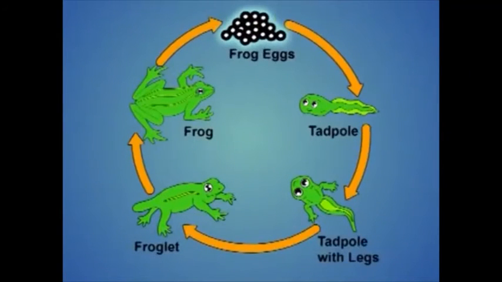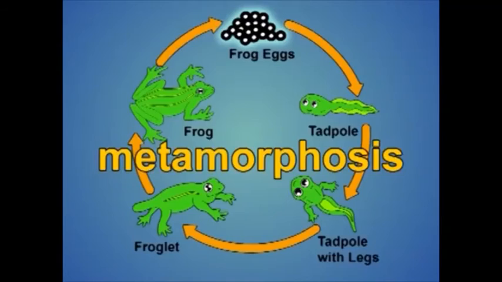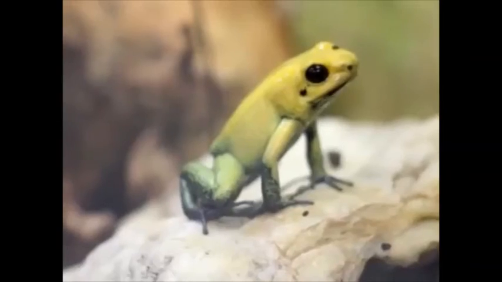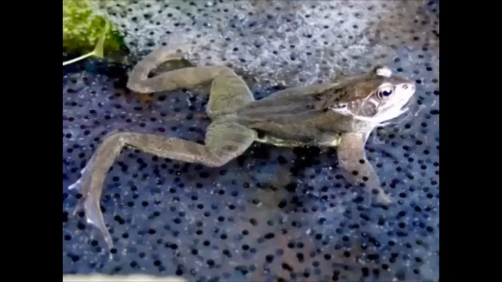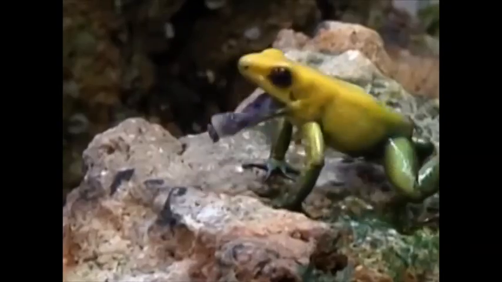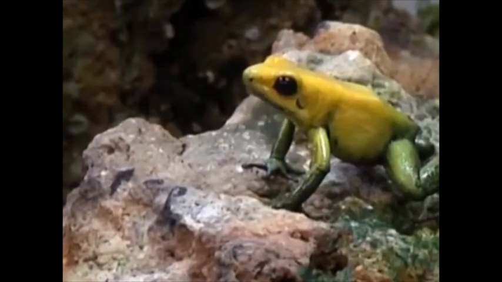I change and grow like this. It's called metamorphosis. I'm a frog. I have 4 legs and swim in a pond. I hop and croak and lay new eggs. My frog life cycle starts over again.